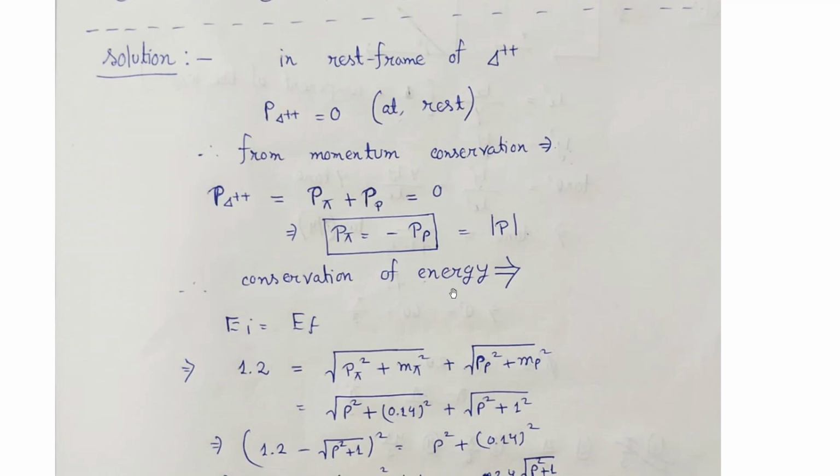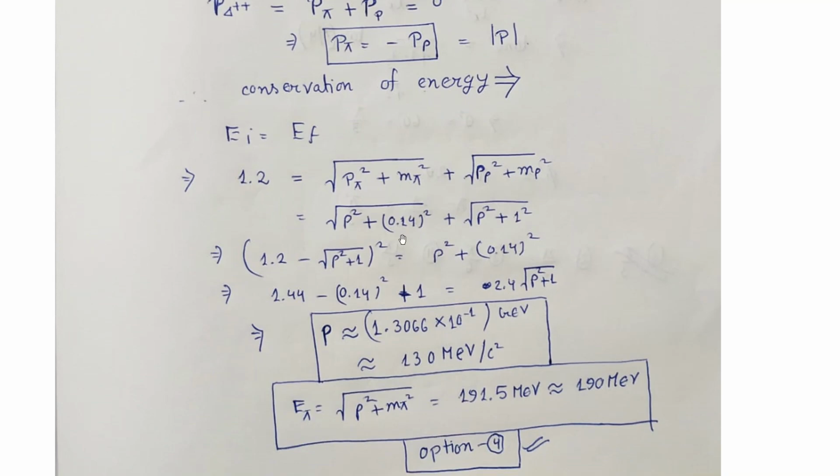Now we can use the conservation of energy equation, that is, initial energy is final energy. The initial energy of the delta double plus is only rest mass energy because it has no momentum. We are in the rest frame of delta double plus, so it has rest mass energy of 1.2 GeV, equal to the energy of pion plus the energy of proton. So what is the energy of pion? It is root under p pi squared c squared plus m pi squared c to the power 4. Again c is equal to 1, so it is simply root under p pi squared plus m pi squared. Similarly for proton, it is root under p p squared plus m p squared. So m p and m pi are already given: m pi is 0.14 and m p is 1.